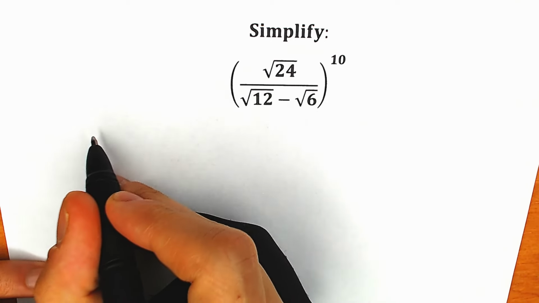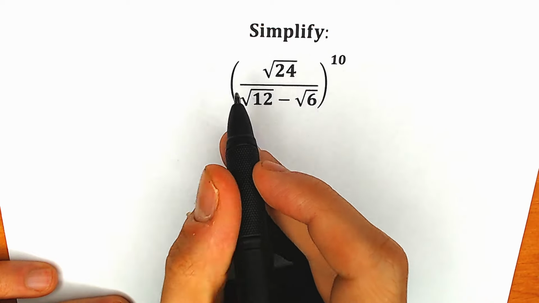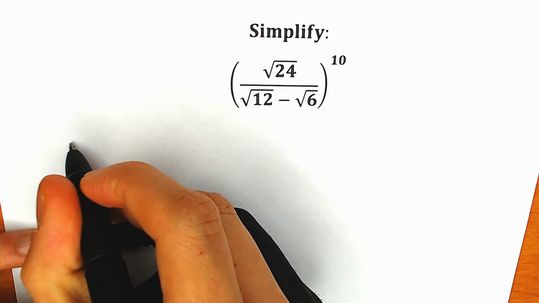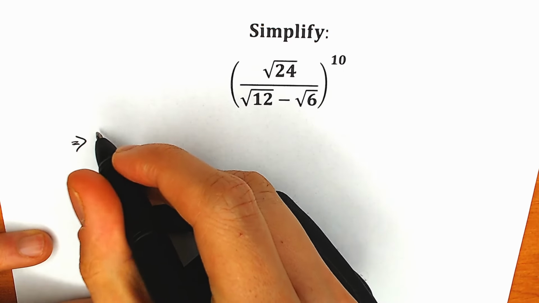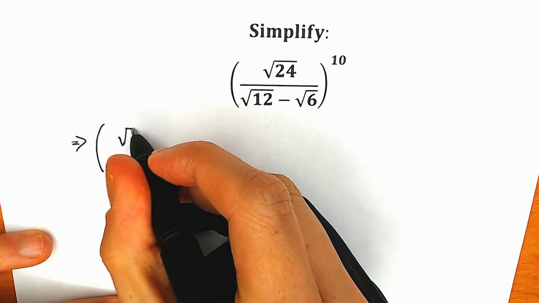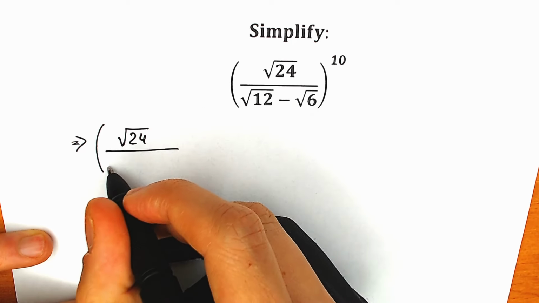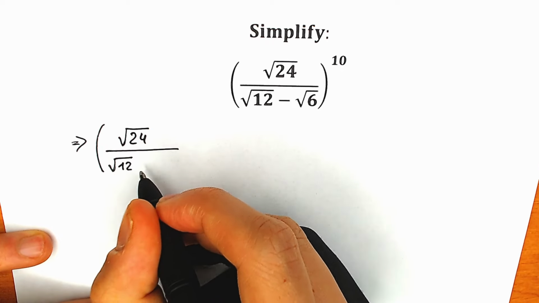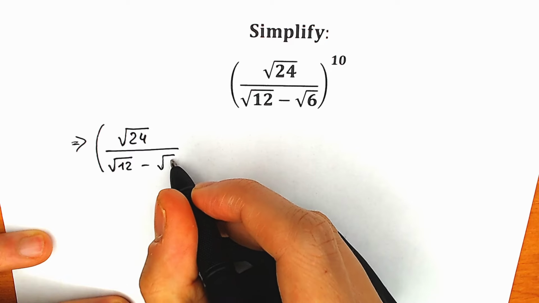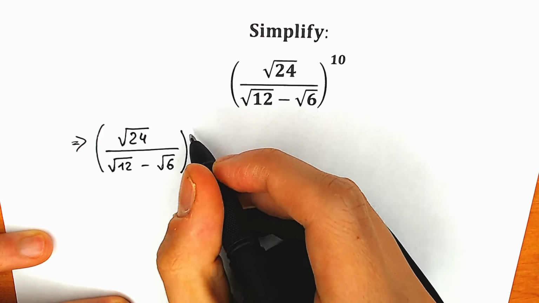Okay, so right now let's start, for example, on the left side, and let's try to simplify this expression in our parentheses. So as a result, we have our square root of 24. I just rewrite this expression from the beginning: square root of 24, we divide it by square root of 12 minus square root of 6, and we raise this to the power 10.